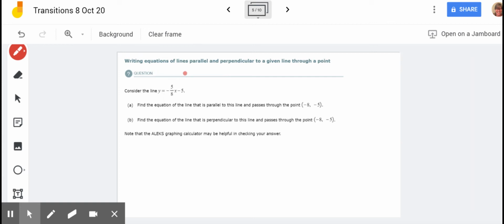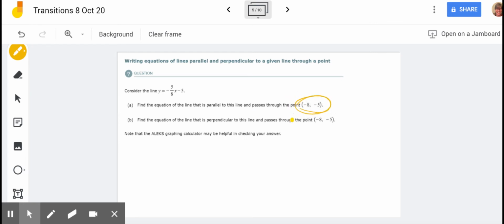Writing equations of lines parallel and perpendicular to a given line through a point. I never know why this trips people up. Honestly, it's one of the most missed problems, and it makes me sad because it's not that hard. Okay, it says find the equation of the line parallel to this line and passes through the point.